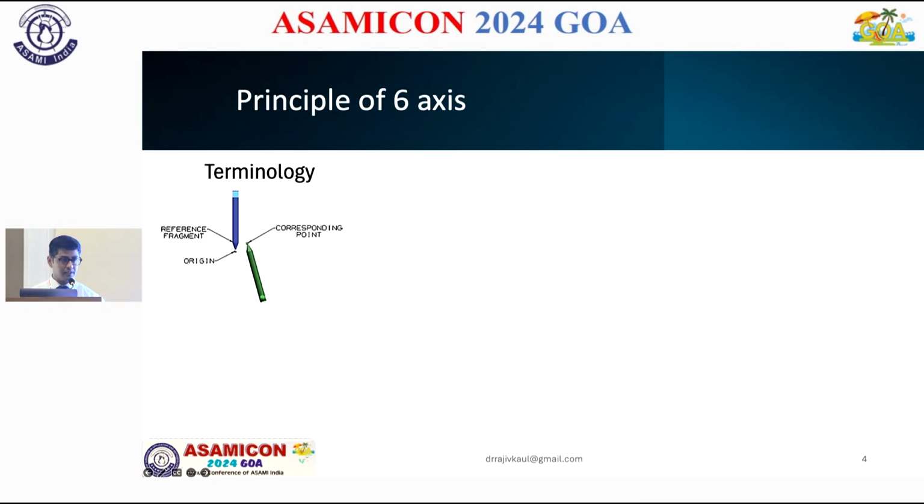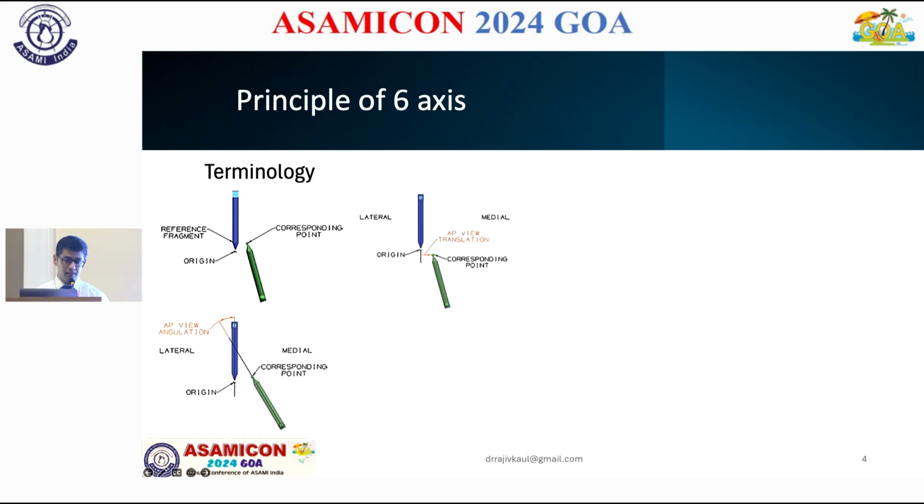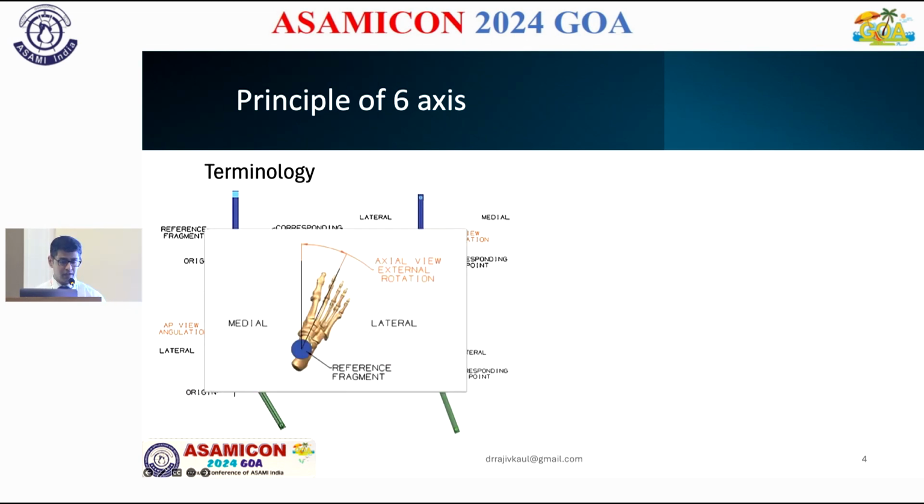So basically, in 6-axis, there are some terms that you need to be familiar with. There is a fragment which is fixed and is called the reference fragment. And there is a fragment which is mobile that is called the moving fragment. The fixed fragment has a distalmost point called the origin, and the moving fragment has the uppermost point called the corresponding point. And basically you need to tell the software where these 2 points are in 3D space by parameters such as the AP view angulation and translation. Similarly, we have the lateral view angulation and translation. And in the axial view, you have translation and rotation.